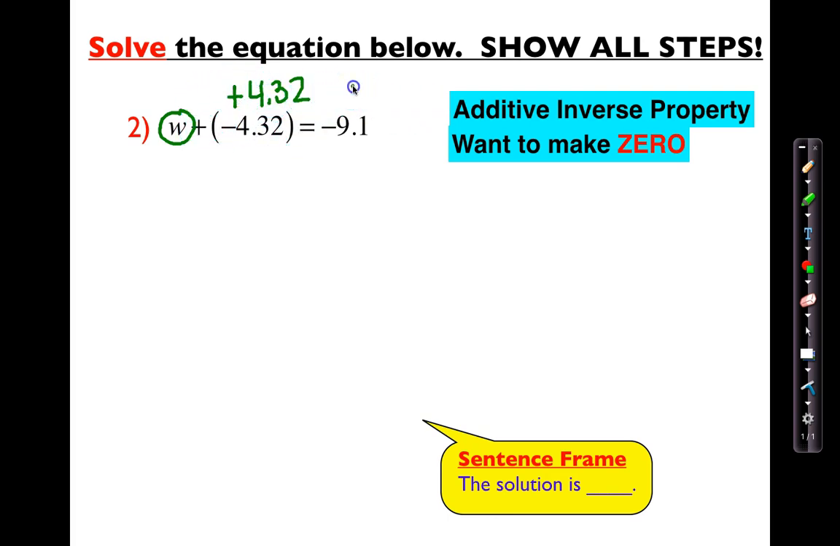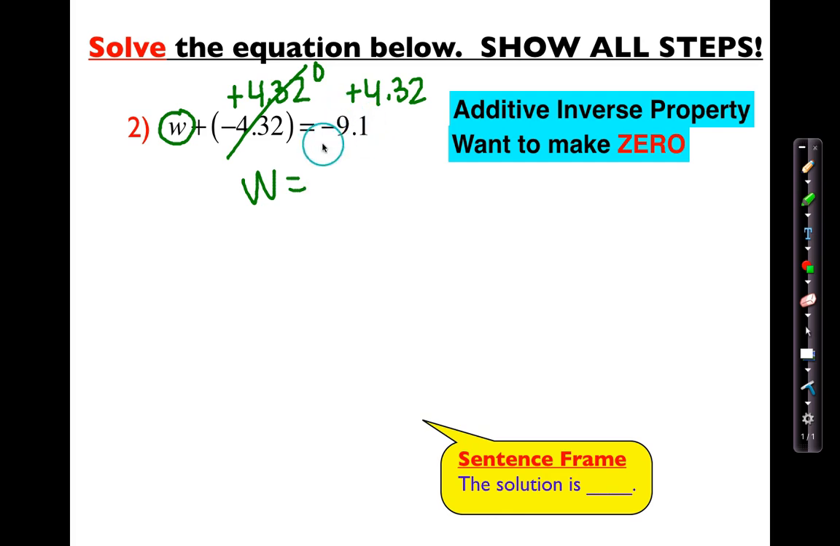So if I add 4 and 32 hundredths to both sides, what's going to happen? Well, if you think of it, a negative 4 and 32 hundredths plus a 4 and 32 hundredths is going to be 0. And what is w plus 0? It's just w. That's exactly what I wanted. I wanted w to be isolated so I can get an answer that says w equals blank.